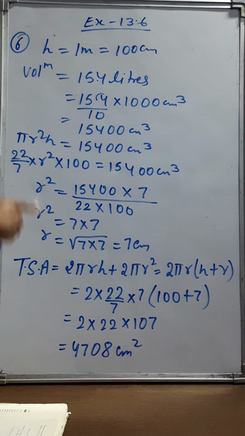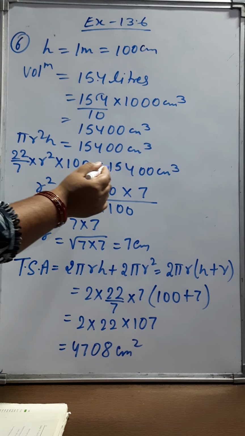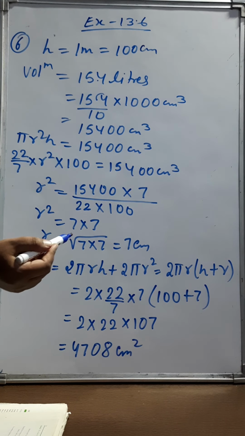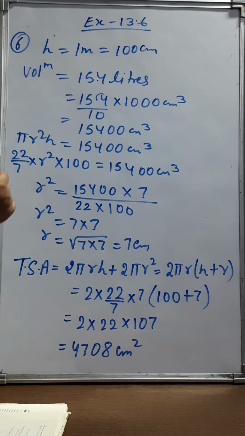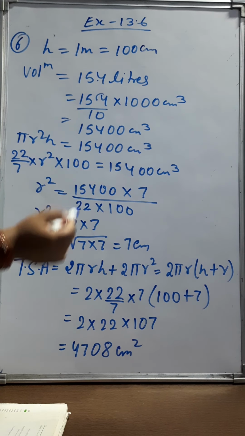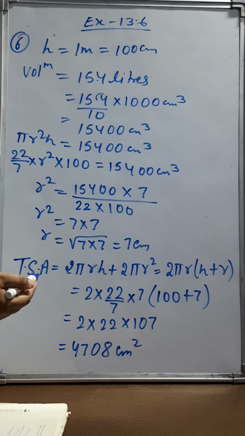Now the volume of the vessel, let us put the formula 22 by 7 R square into 100 is equal to 15,400 centimeter cube. Leaving R square on this side, this 7 will go in the numerator, divided by 22 into 100.